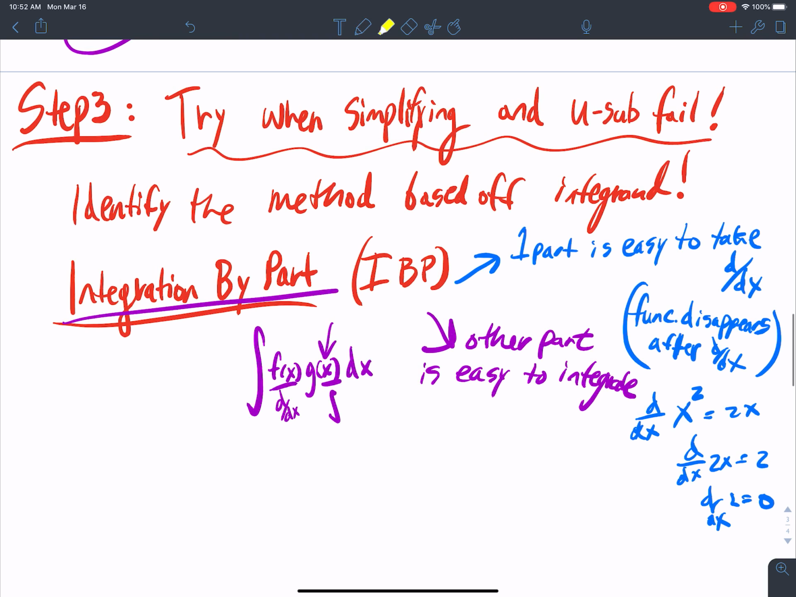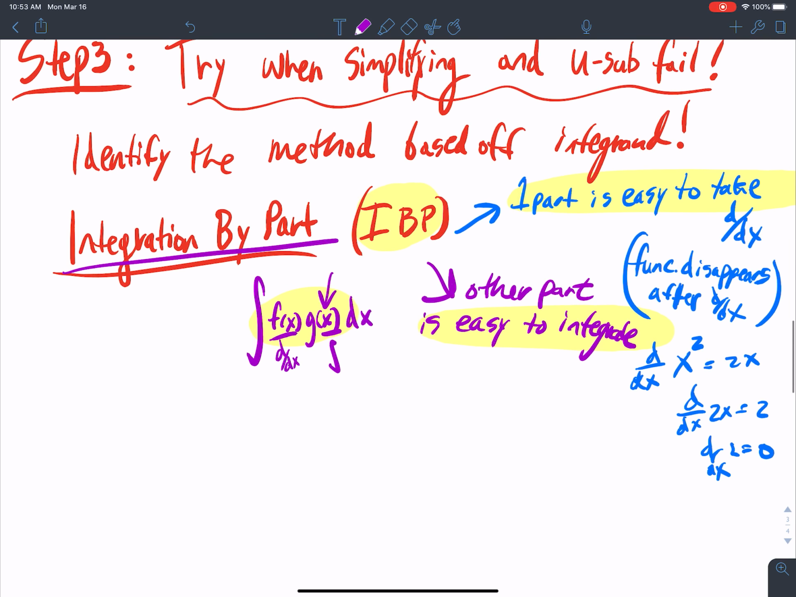So if you see an integrand, so f of x times g of x, and one's easy to take the derivative of and the other one's easy to integrate, IBP is a good guess to go from there. Now, like I've said before, it may not work, okay? But that's step 3. Try integration by parts if it seems like one's easy to take the derivative of, one's easy to integrate.